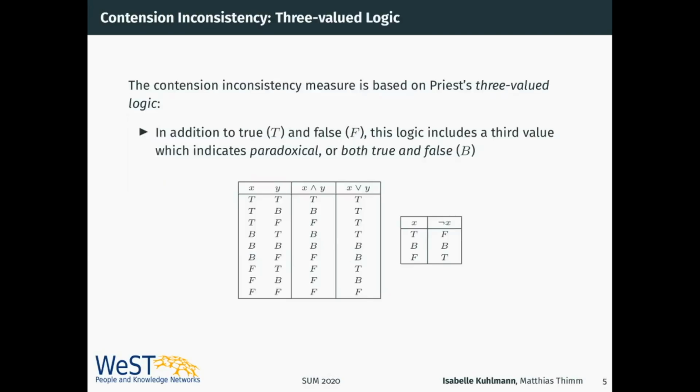To understand the contention inconsistency value, let's first take a look at Priest's three-valued logic. As the name indicates, this logic involves three truth values. So in addition to the two classical truth values, true and false, we also have a third value that indicates paradoxical or both true and false. And we will denote this as B. And here you can also see the truth tables for this. I will not go into this in detail. I will come back to this in a little bit.